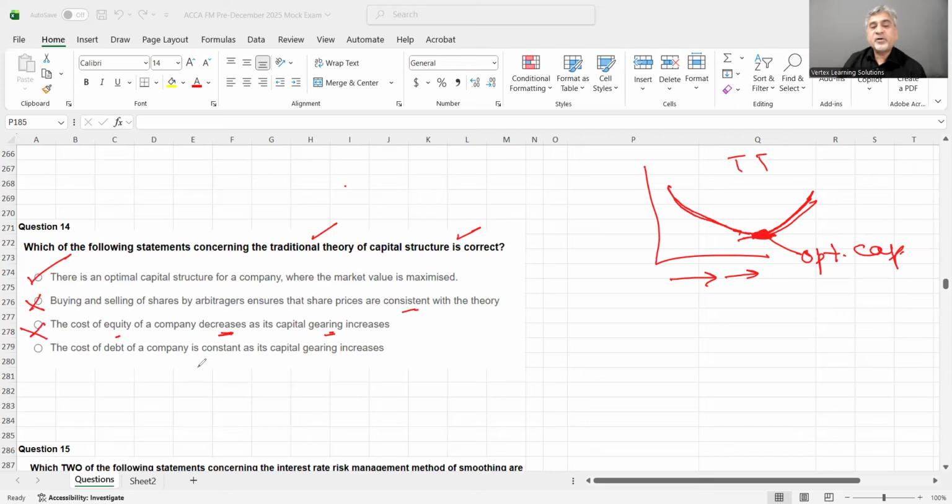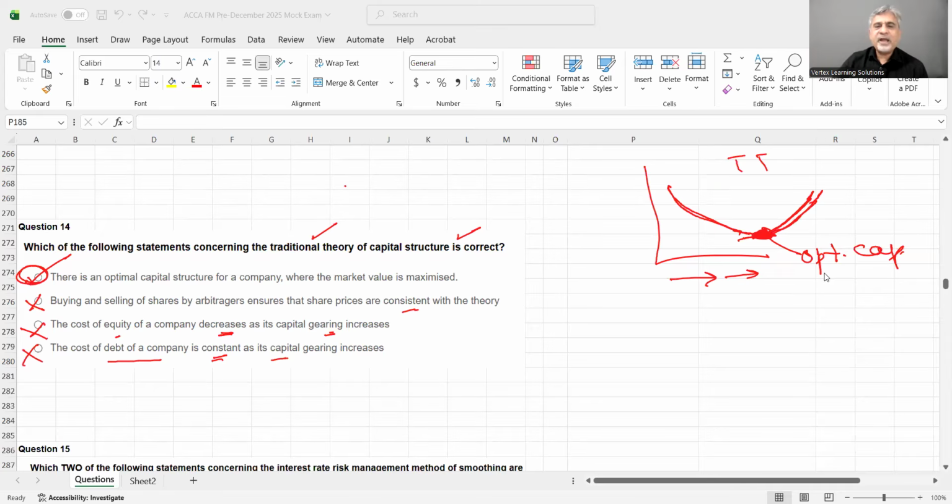The cost of debt of a company is constant as its capital gearing increases, which means cost of debt is constant. No, no, no. That also changes, because at a certain point the cost of debt will also go up because the lenders will also start asking more money because of your gearing and because of your risk. So this is also wrong. Answer was option A.